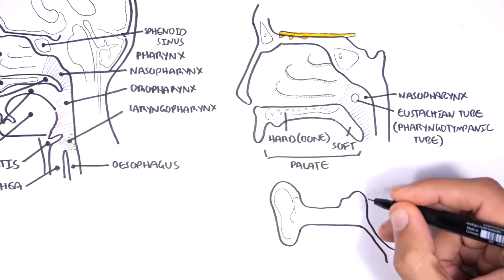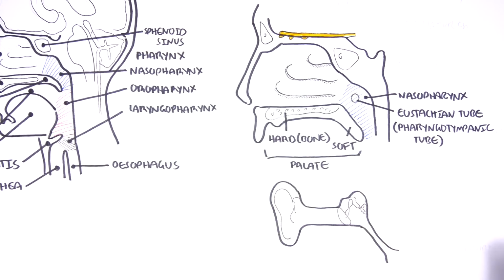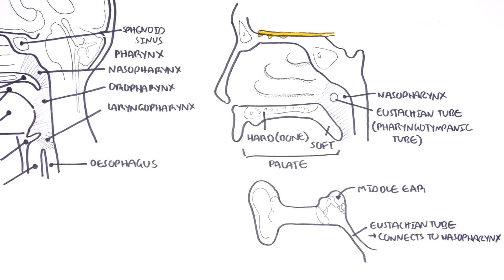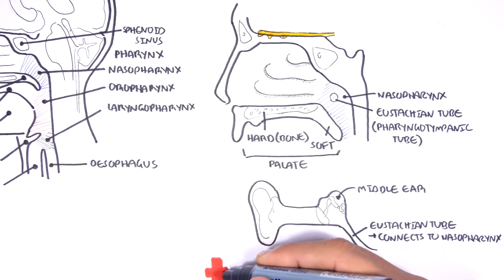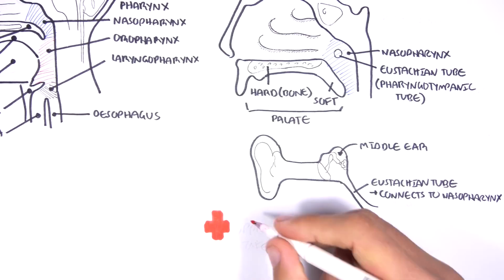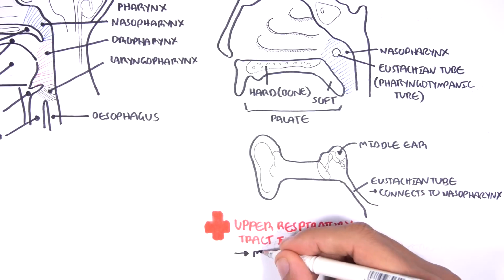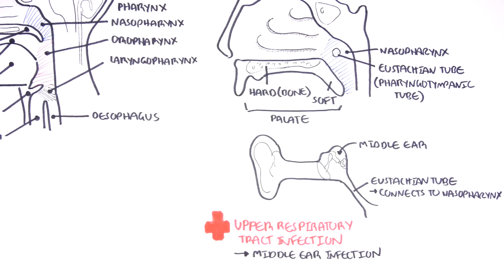So if we were to draw the inner and middle ear quickly, this is your middle ear where you can find your auditory ossicles, the smallest bones in your body. And this is the Eustachian tube, also known as the pharyngotympanic tube. The clinical significance of this is that if you have an upper respiratory tract infection, this can subsequently cause a middle ear infection because there's this tube and it's a gateway to the middle ear.